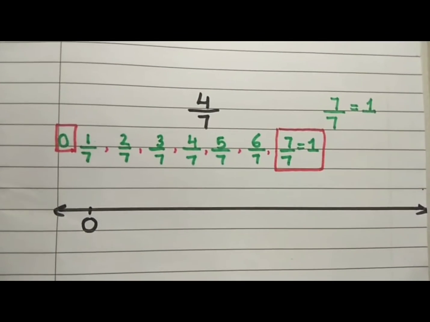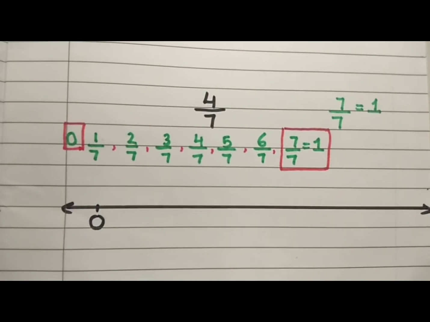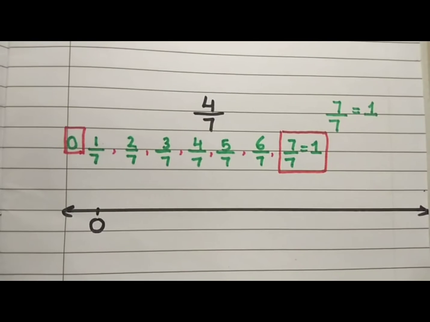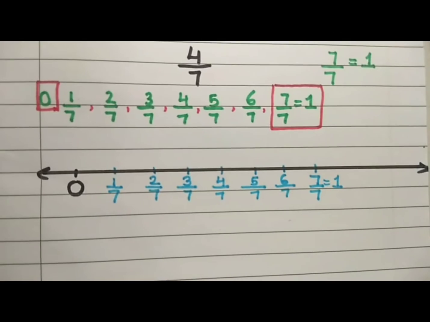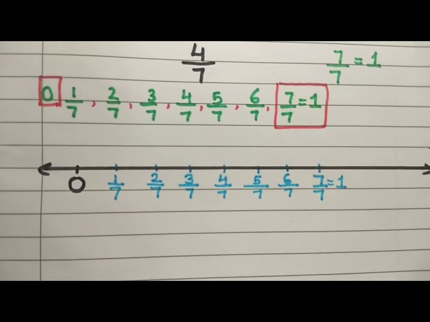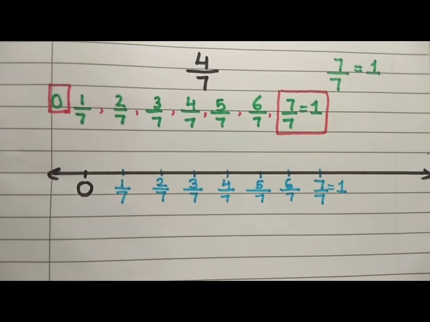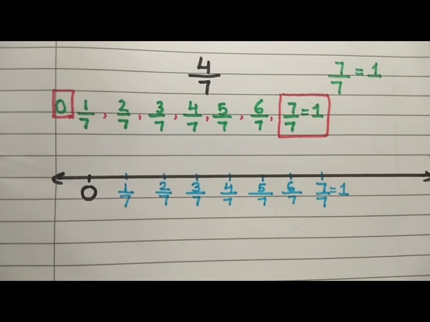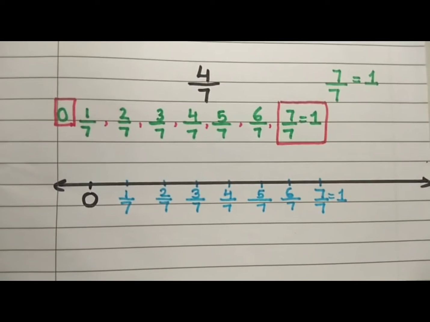So now, as you can see, the number line will start with 0 and we will divide each unit into 7 equal parts. So this is how the number line will look after plotting the numbers. We have started with 0, and since 4 upon 7 is a positive number, it will come to the right hand side of the 0. And if it is a negative number, it will come to the left hand side of the 0.